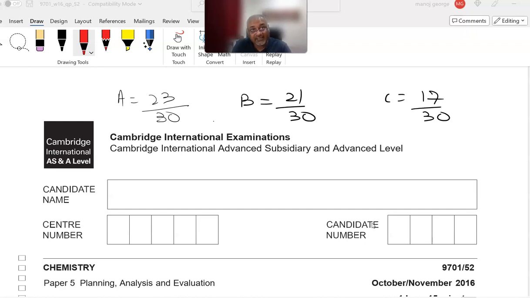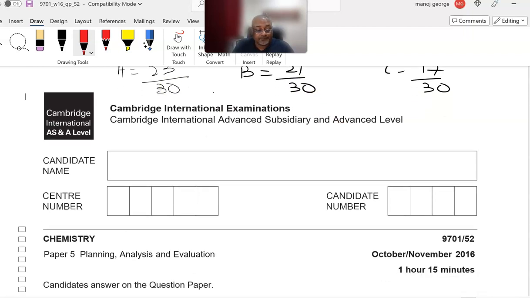This is for 9701 A level students of Cambridge International AS and A level. So let's have a look at our first question for October November 2016. This is just to give you threshold values for where the A grade is and B and C. Now, the first question here.